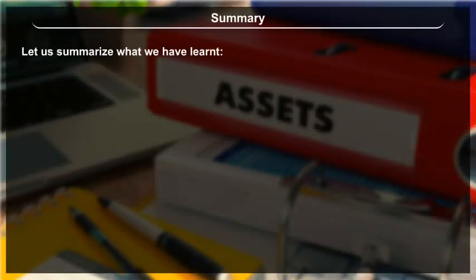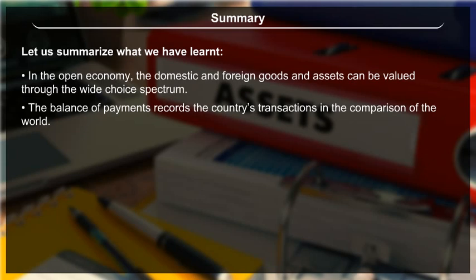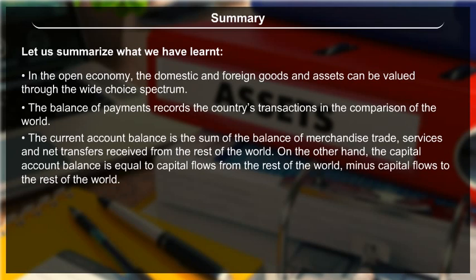Summary. Let us summarize what we have learned. In the open economy, the domestic and foreign goods and assets can be valued through a wide choice spectrum. The balance of payments records the country's transactions with the rest of the world. The current account balance is the sum of the balance of merchandise trade, services, and net transfers received from the rest of the world. On the other hand, the capital account balance is equal to capital flows from the rest of the world minus capital flows to the rest of the world.